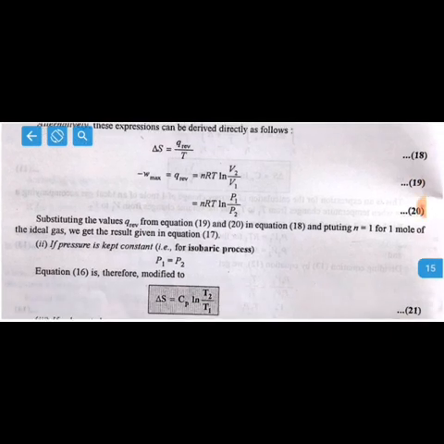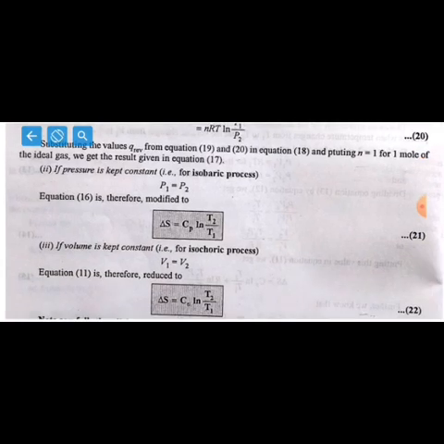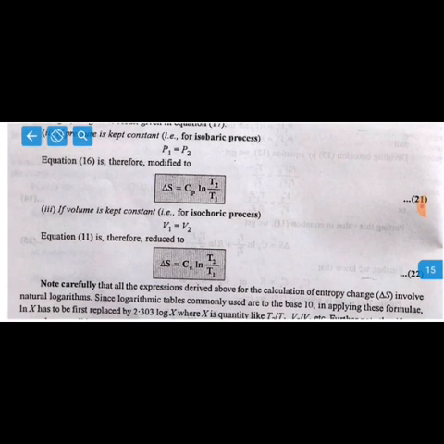If the pressure is kept constant for an isobaric process, P1 is equal to P2, equation 16 is therefore modified to delta S is equal to Cp ln of T2 by T1. If volume is kept constant for an isochoric process, V1 is equal to V2, then equation 11 is therefore reduced to delta S is equal to Cv ln of T2 by T1.